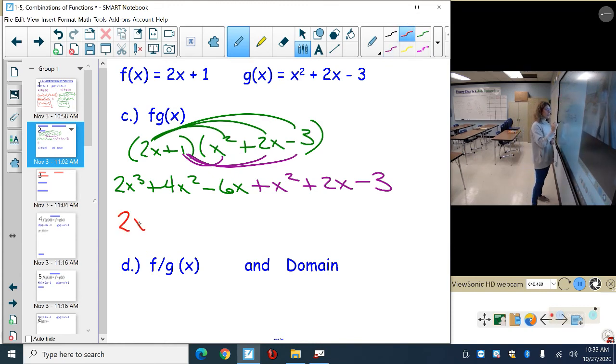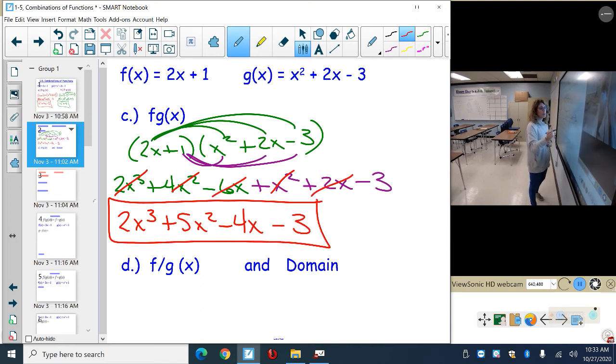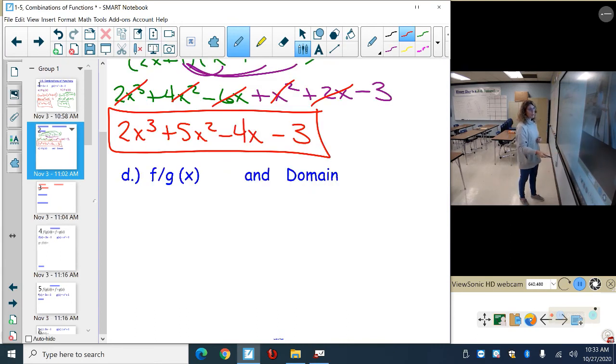So this gives me a 2x cubed that I drop down. Then I have 4x squared plus x. That's going to give me a 5x squared. I'm going to cross those off as I go. Negative 6x plus 2x is going to be a minus 4x. And then drop down the minus 3. And this is completely done. That is multiplying. Now, the next one we want to do is we want to actually divide these two functions.